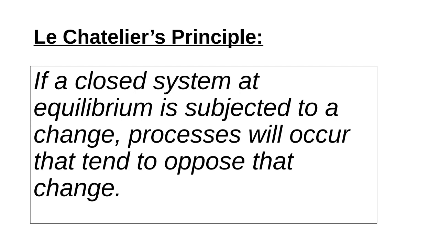So what he did is he took a system at equilibrium and then he adjusted different factors or variables related to the system. And he noticed that if a closed system at equilibrium was subjected to some sort of change, so a change in concentration, a change in temperature, a change in pressure, that processes would occur that would tend to oppose or counteract that change.